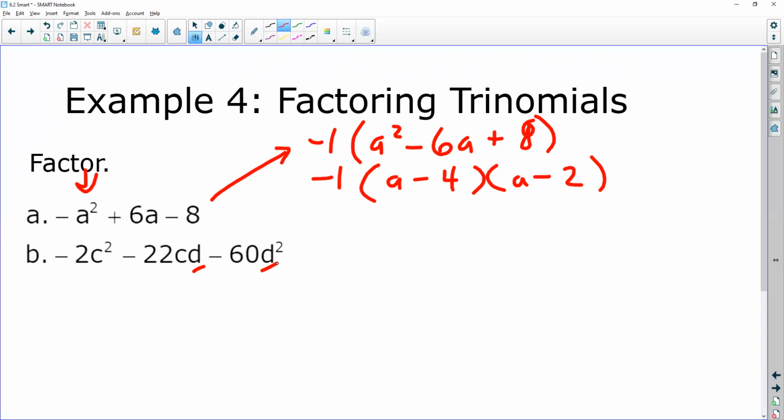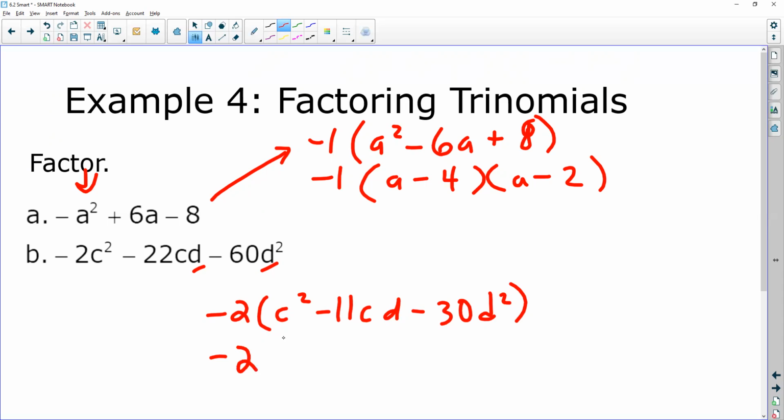I'm going to factor out the common term, which is a negative 2. I'm going to get C squared minus 11CD minus 30D squared. I'm not going to pay any attention to the D just yet. I'm just going to look at the numbers. So I have negative 2 out front. I know I'm going to have C.